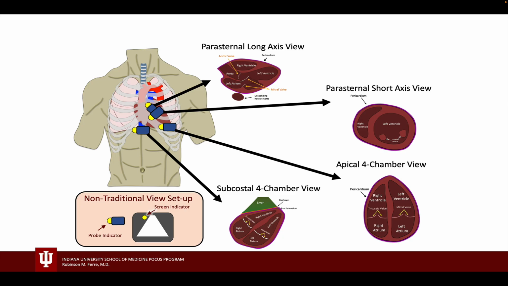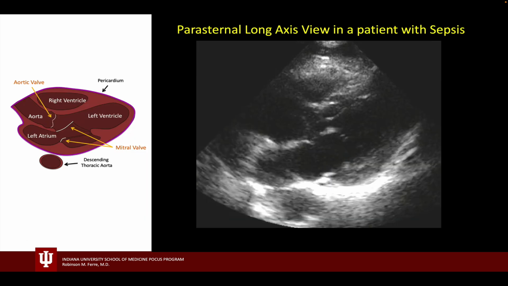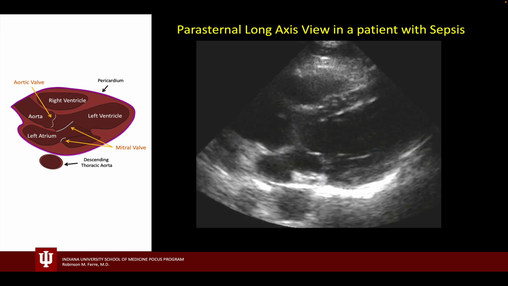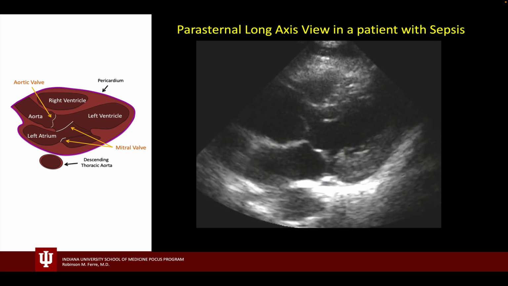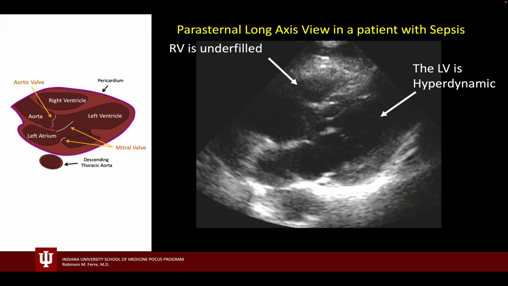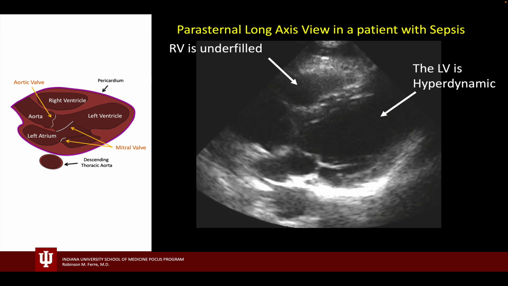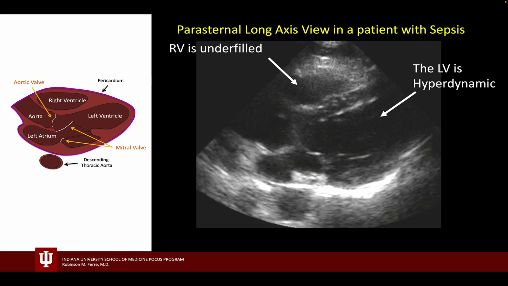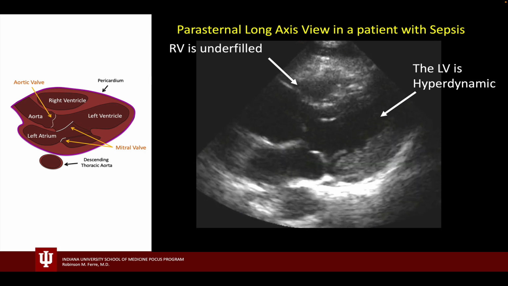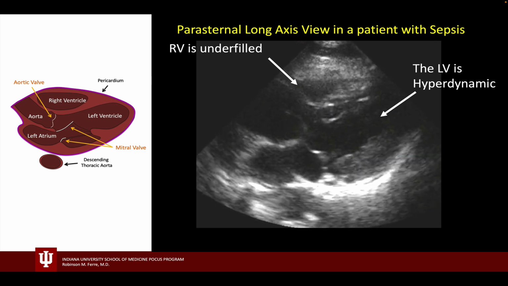When we perform a basic cardiac exam, we will look at four different views: our parasternal long axis, our parasternal short, our apical views, and our subcostal views. And finally, we'll also look at the inferior vena cava. So here's our parasternal long axis view in our patient. As you can see here, the left ventricle is hyperdynamic. The walls are coming close together and they're almost touching. The right ventricle is also small and underfilled.